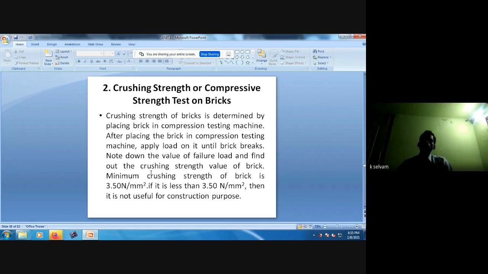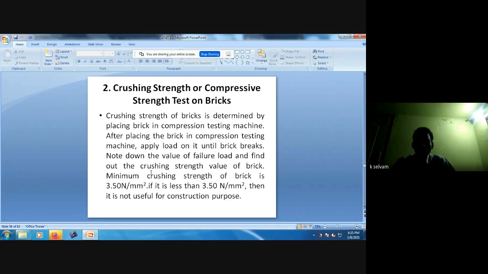Then the crushing strength or compressive strength of the brick. The crushing strength of a brick is determined by placing the brick in a compression testing machine. After placing the brick in the compression testing machine, apply load on it until the brick breaks. The ultimate load will be noted down at the breaking point. This load is known as the compressive strength of the brick.